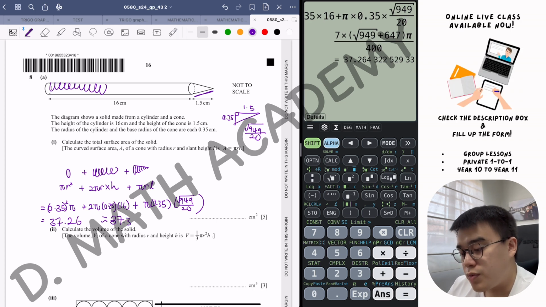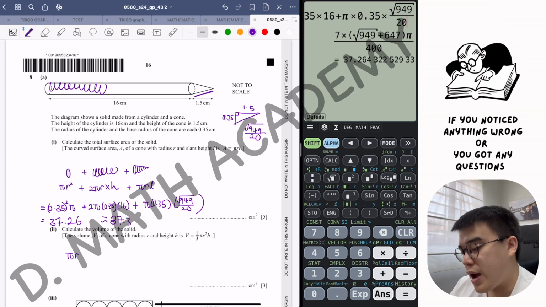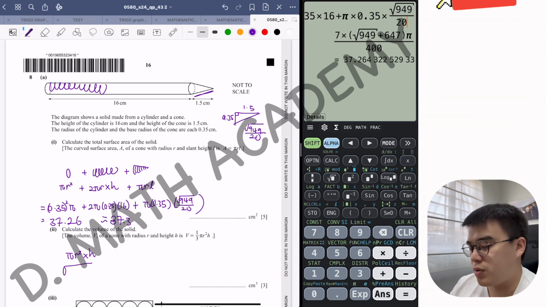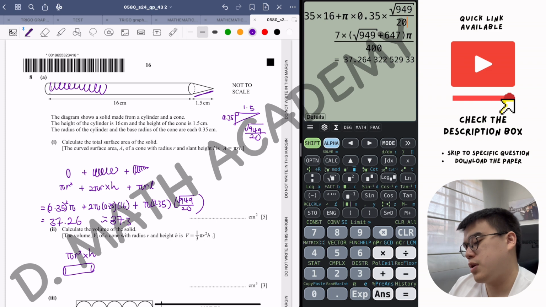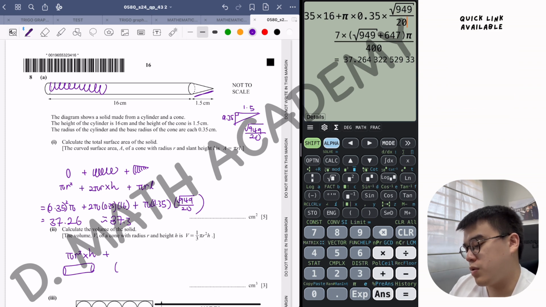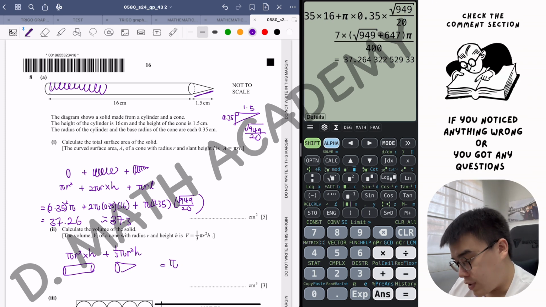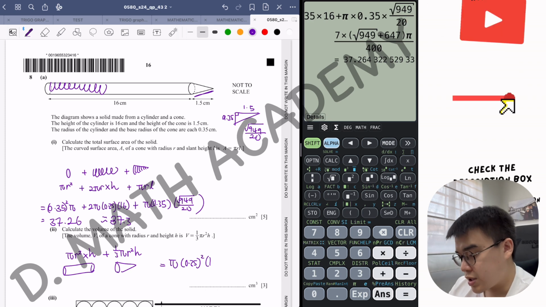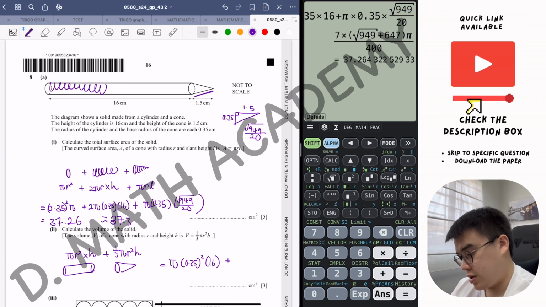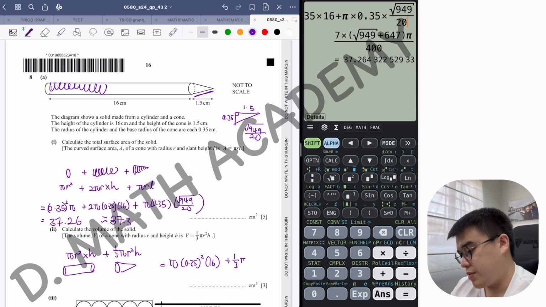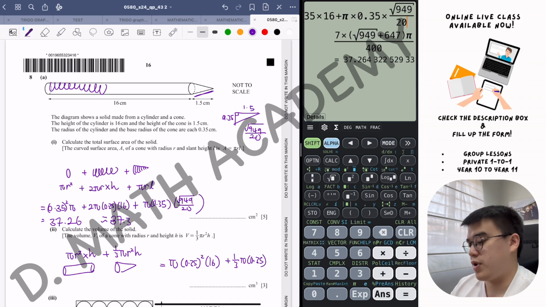So moving on to part 2, it will be pi r squared times h. This is for the cone at the bottom, and then we need to add the cone at the top, which is 1 over 3 pi r squared h. So fill in the blank. 0.35 squared, 16, and then 1 over 3 pi 0.35 with a height of 1.5.